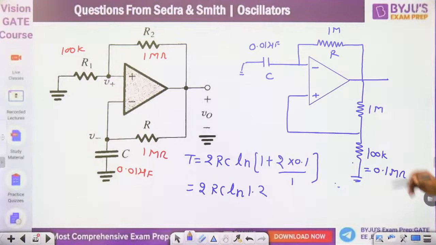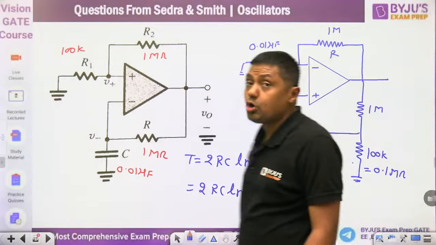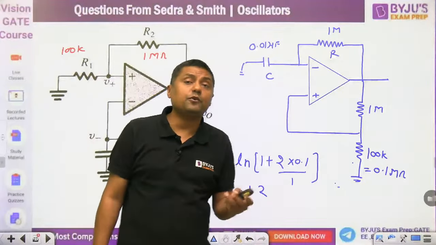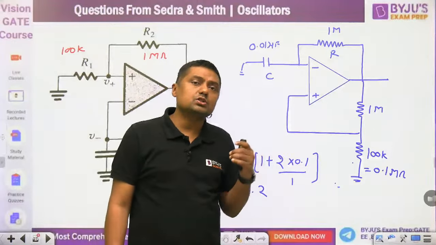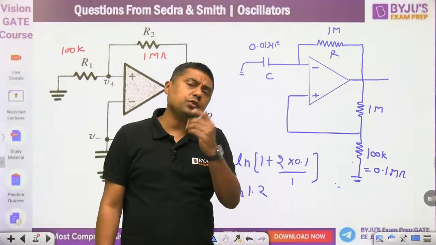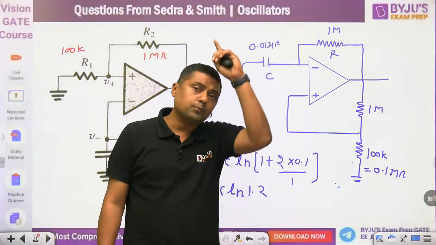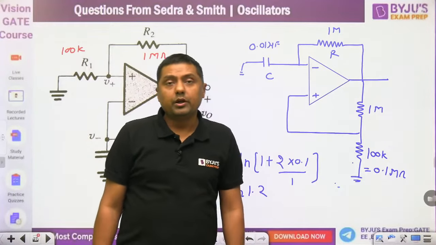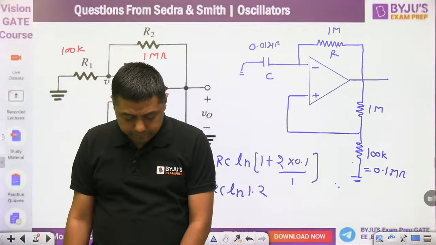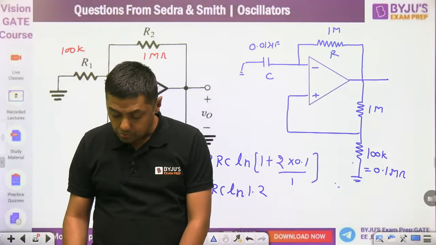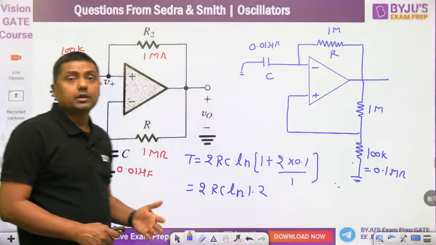So yes, 2RC log of 1.2. But again, the time period is not required. Frequency is required. From this circuit, you can get a square wave of frequency from low frequency up to megahertz frequency. Okay, so that is the case. There is a square wave. Now I think that is also clear.